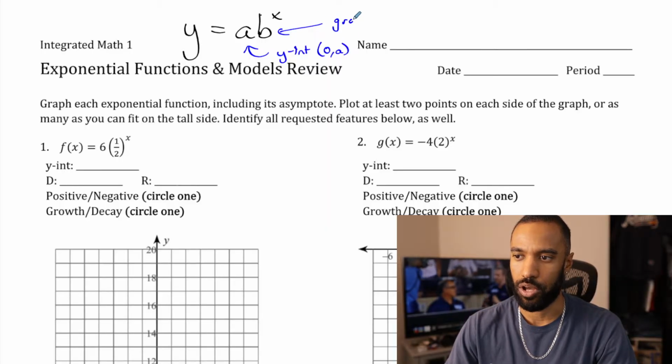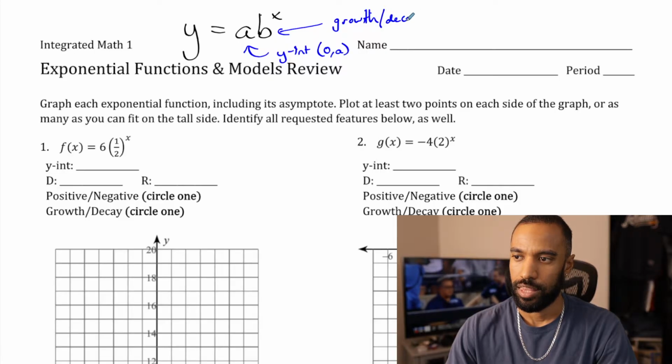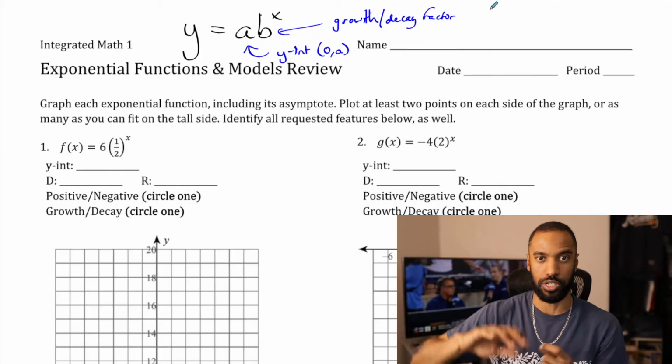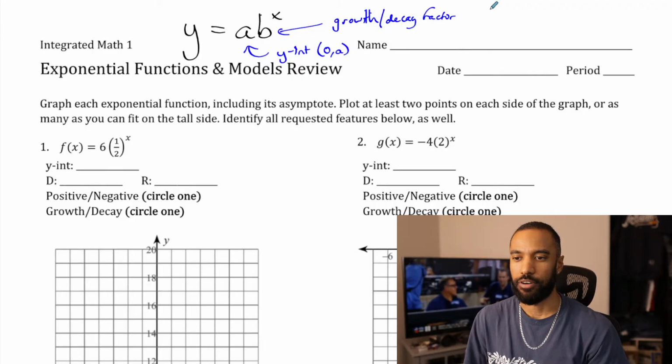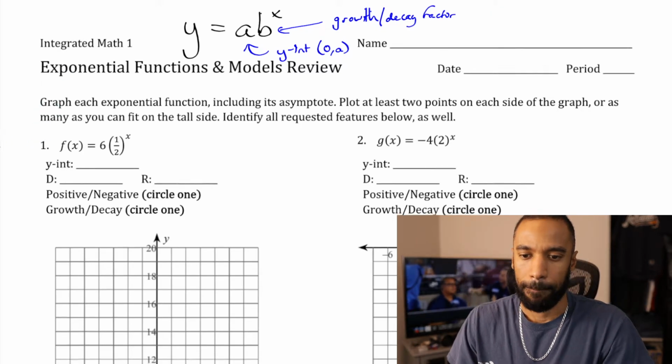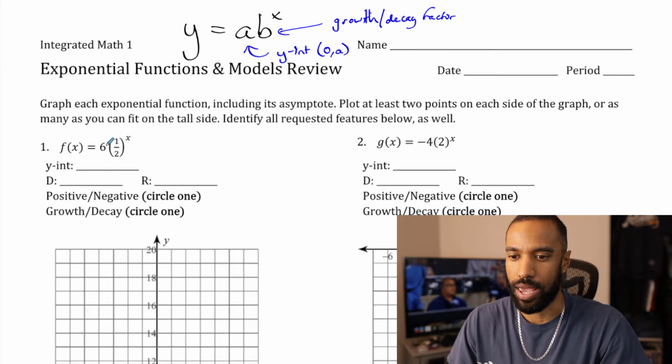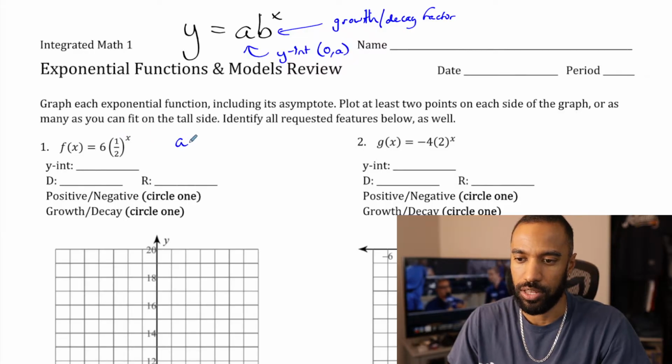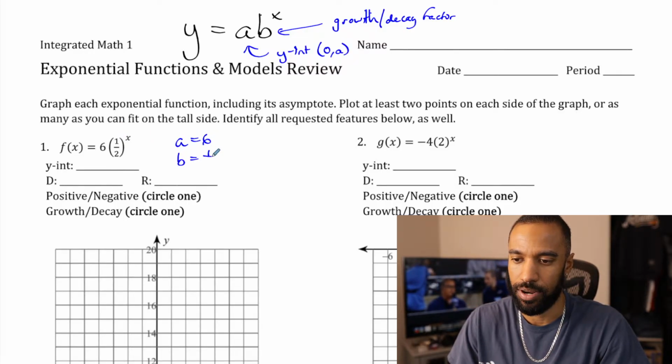B represents what's called your growth or decay factor. That's what we multiply by each time to increase or decrease our y values here. We're going to graph all of these, including the asymptote. We're going to plot some points. Okay, this number 1 right here. This is y equals a b to the x power. You can tell that a is 6 and b is 1/2 right here.